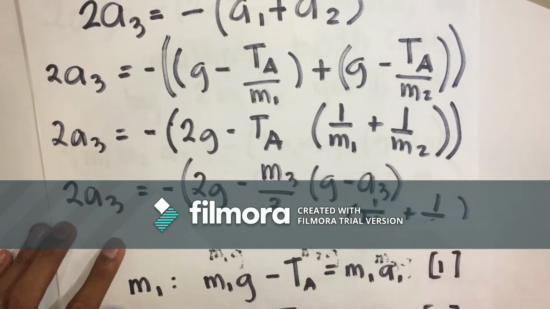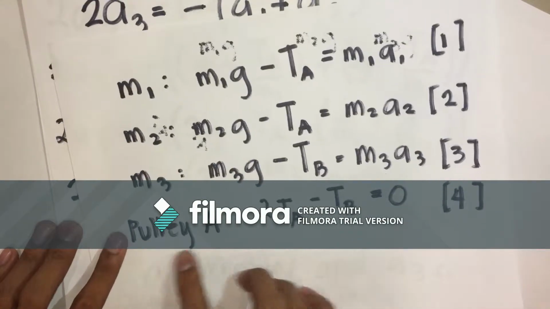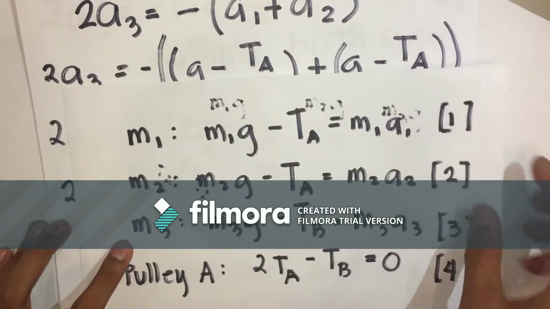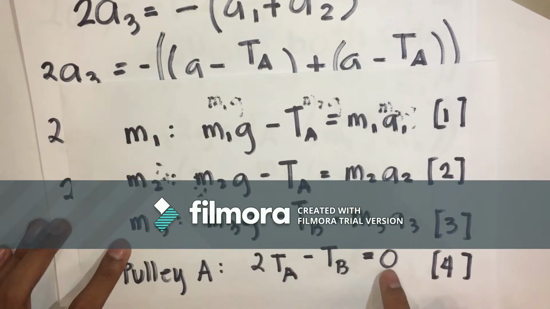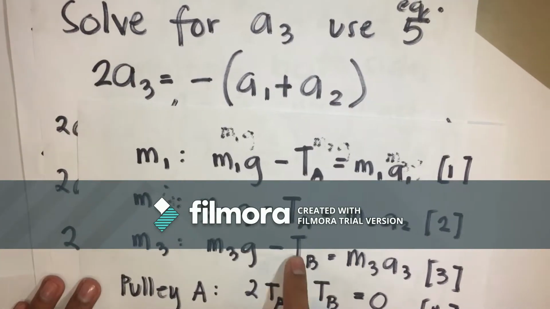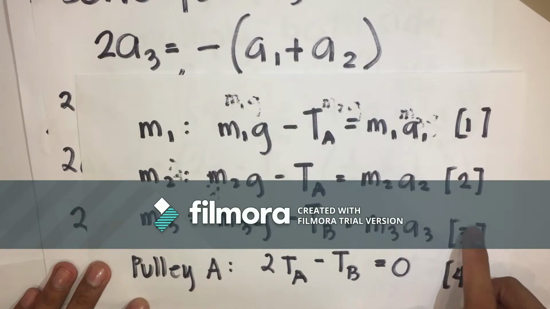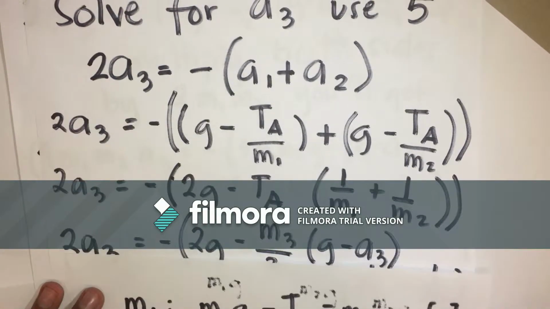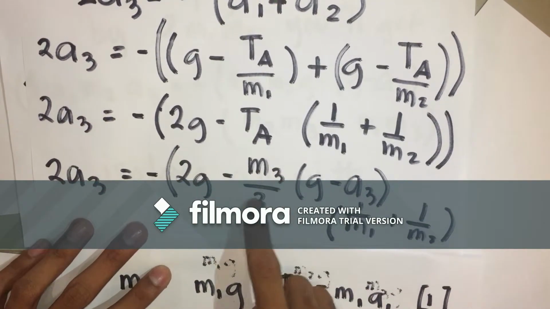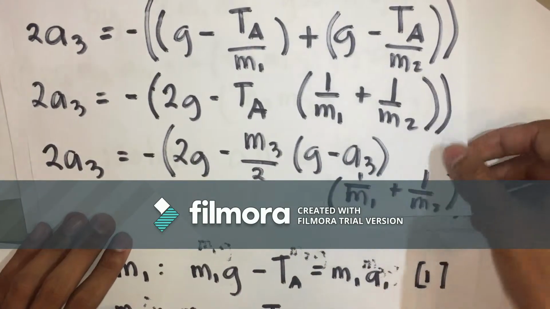Then next, in the equation of pulley A, we can find a substitute for TA. So TA would be TB over 2. So next would be finding the quantity of TB, which will be equal to M3A3 minus M3G. But we can factor out M3, so we can get M3 over 2 times G minus A3 times 1 over M1 plus 1 over M2.